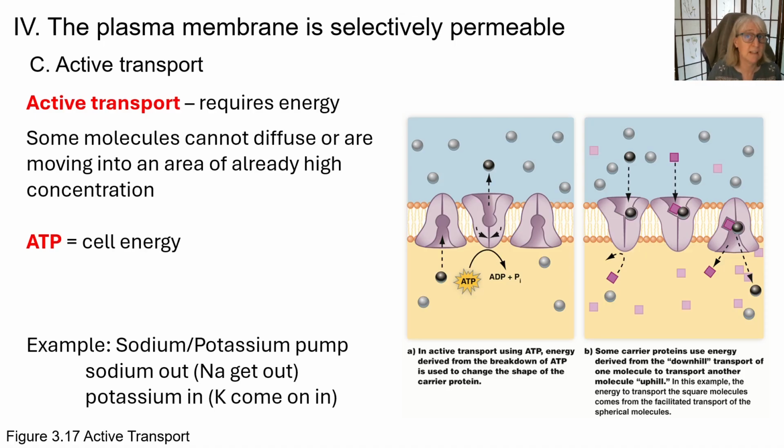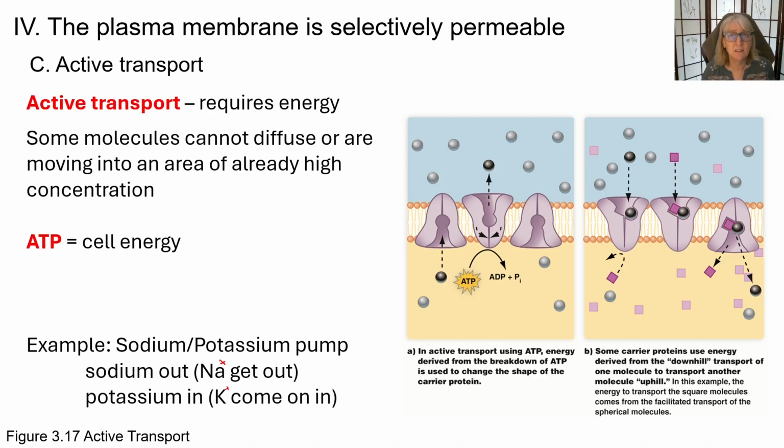Cell energy is ATP. There's other kinds of energy we can use, but cell energy, ATP, is the one we're most likely going to use to power active transport. Our example is going to be the sodium-potassium pump. The sodium-potassium pump pumps sodium out. Get out. And it pumps potassium in. Okay, come on in. To the cell.